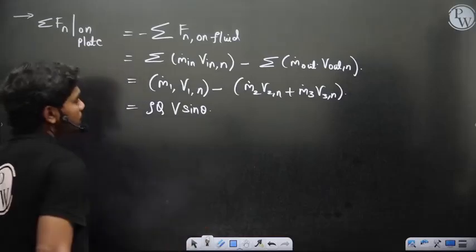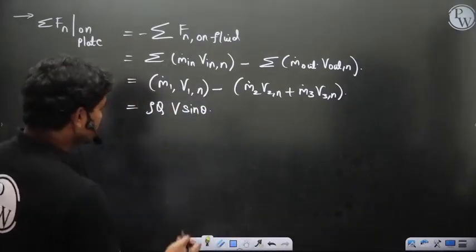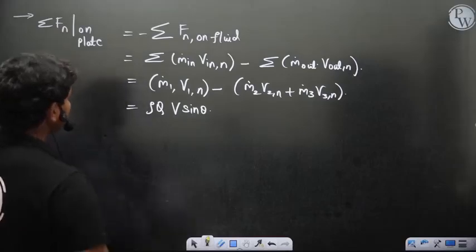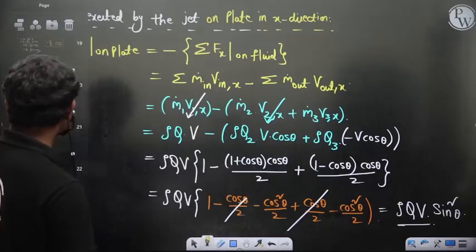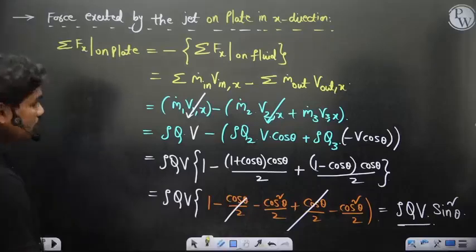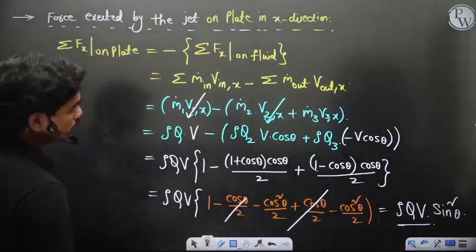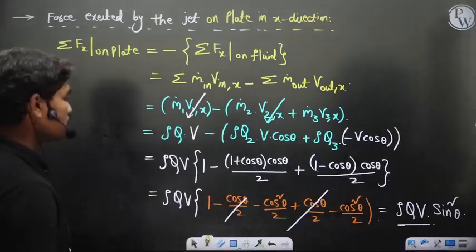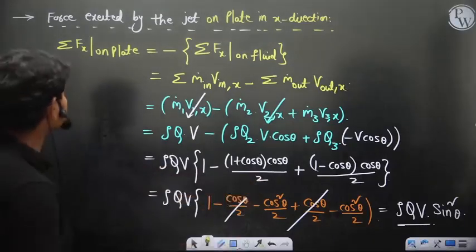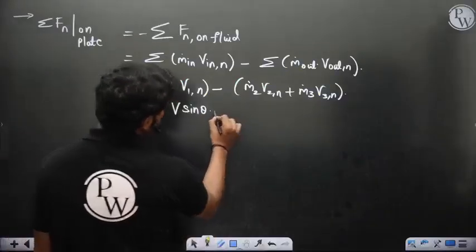V sin theta. Okay, so this is what you get. OQ V sin theta, of course. Something is missing here. Let's check. OQ V into V sin square theta is coming now, 1 minus cos square theta. This is correct, right? This is fx. Okay, fine. So let's see. This is OQ V sin theta minus.